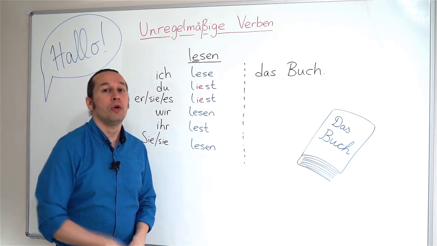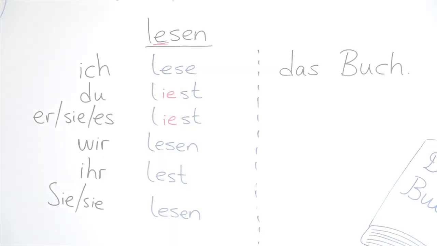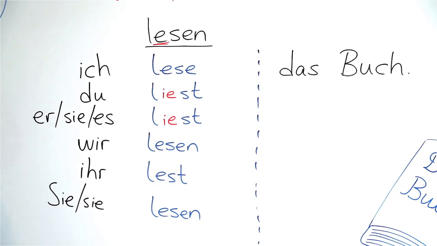I want you to repeat after me, please. Ich lese das Buch. Du liest das Buch. Er liest das Buch. Sie liest das Buch. Es liest das Buch. Wir lesen das Buch. Ihr lest das Buch. Sie lesen das Buch.